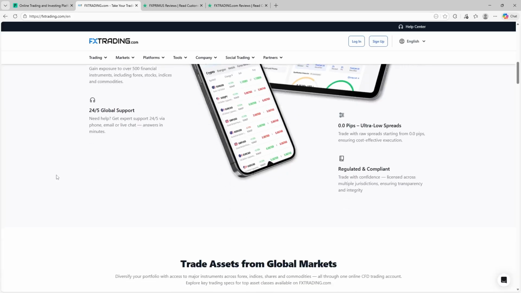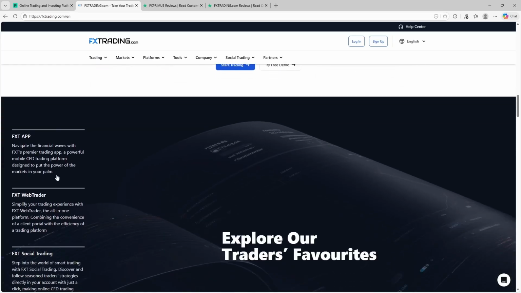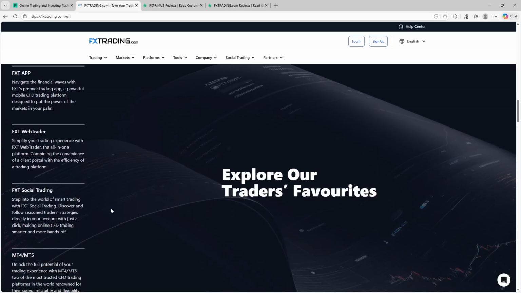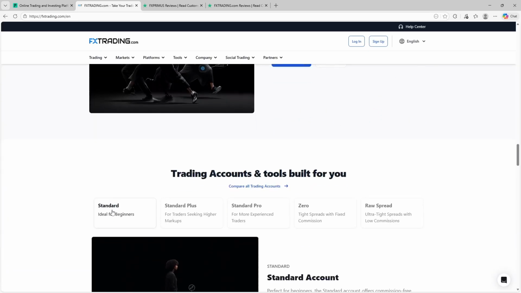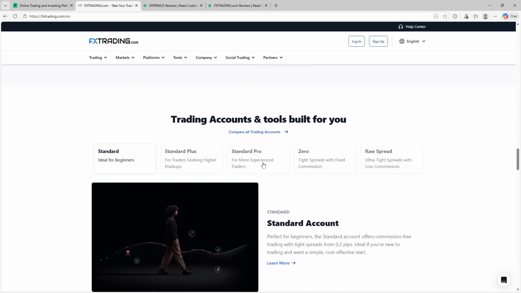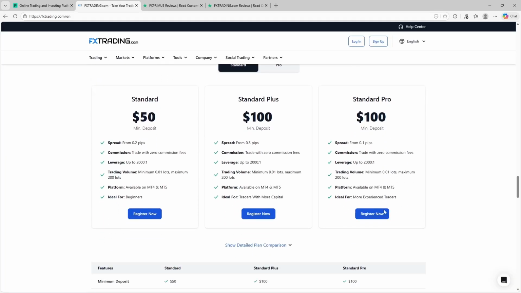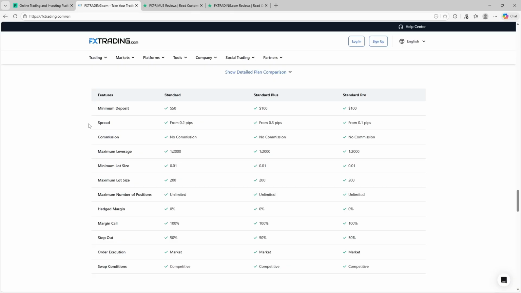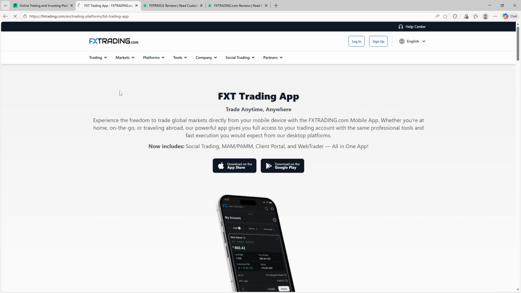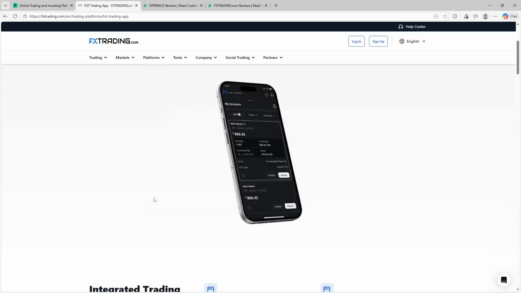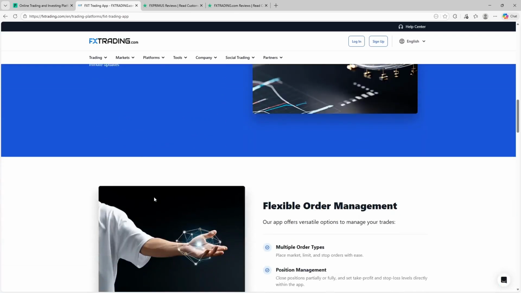Asset coverage spans forex, indices, commodities, metals, energies, cryptocurrencies, and equities, enabling diversified strategies without juggling multiple platforms. Execution speed, order routing, and platform stability are treated as core infrastructure rather than marketing features. One of the strongest tools is the demo environment, which closely mirrors live pricing and execution. This allows traders to stress test strategies, automation, and risk parameters under realistic conditions before committing capital.